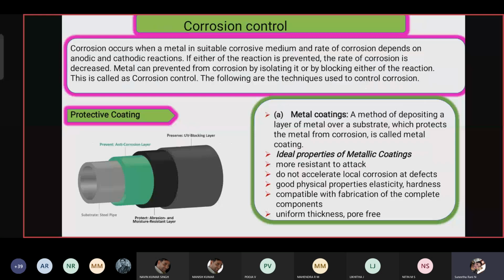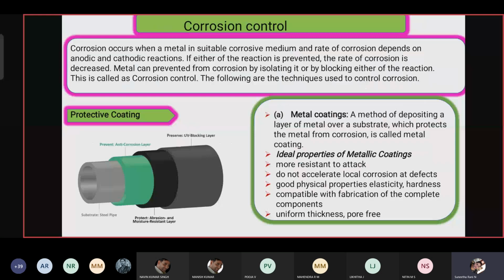So what are these metal coatings? A method of depositing a layer of metal over a substrate, which protects the base metal from corrosion, is called metal coating.